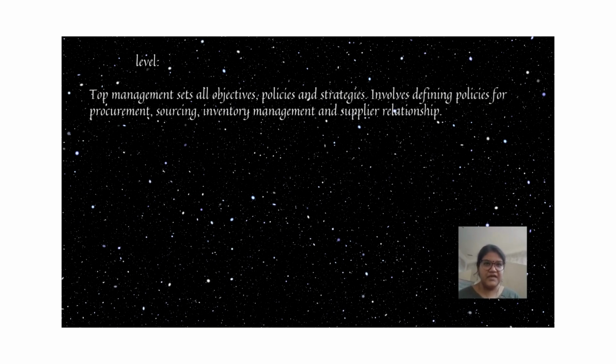Now let's look into the levels. The first one is the strategic level. The top management team that includes the CEO, CFO, Chief Marketing Officer, Chief Financial Officer, and Board of Directors, they are called the top management team. So this top management team sets all the objectives, policies and strategies. Those that are set by the top people is the strategic level. So this involves defining policies for procurement, sourcing, inventory management and supplier relationship.